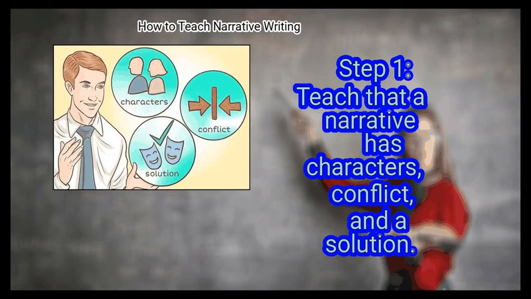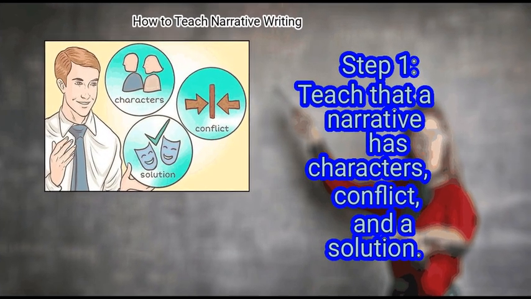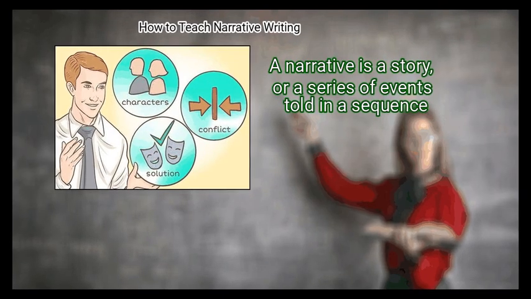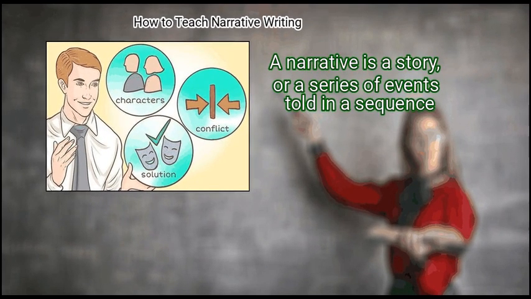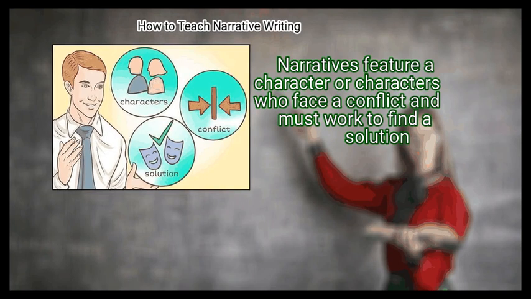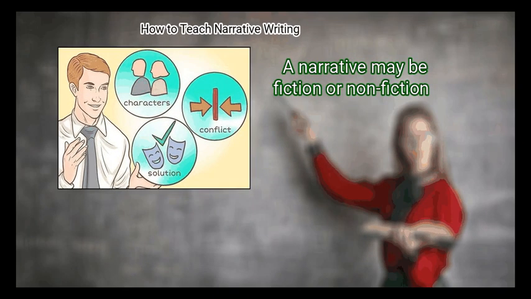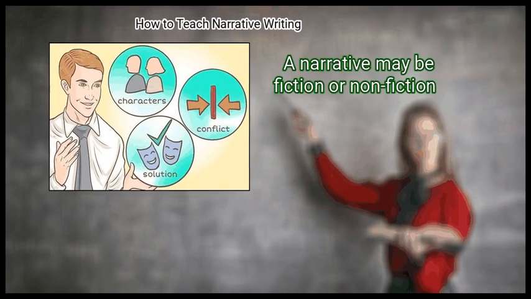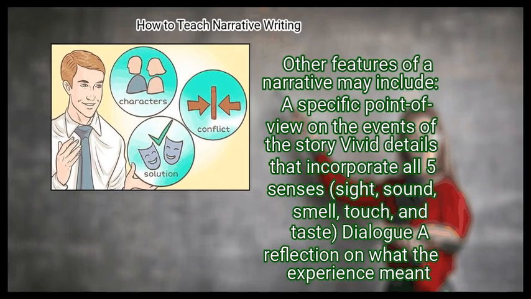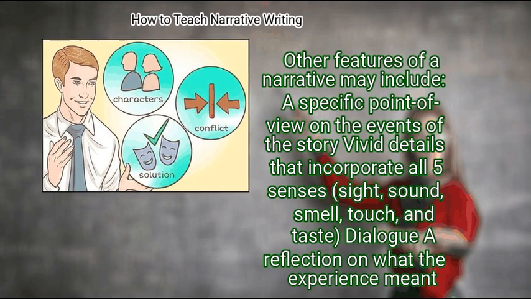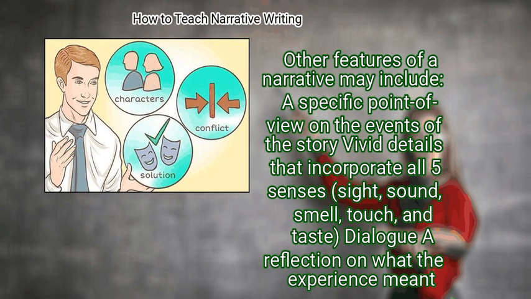First, teach that a narrative has characters, conflict, and a solution. A narrative is a story, or a series of events told in a sequence. Narratives feature a character or characters who face a conflict and must work to find a solution. A narrative may be fiction or non-fiction. Other features of a narrative may include a specific point of view on the events of the story, vivid details that incorporate all 5 senses: sight, sound, smell, touch, and taste, dialogue, and a reflection on what the experience meant.